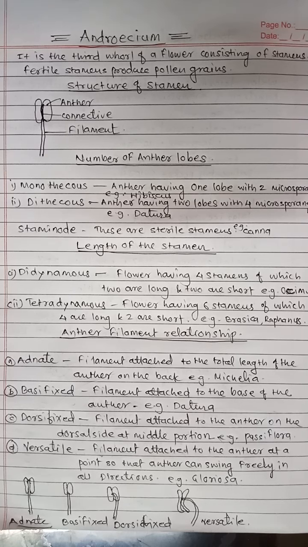Tetradynamous. In this condition, there are six stamens present in the flower, out of which four have long filaments and two have short filaments. Such condition is called tetradynamous condition. The tetradynamous stamens are found in the family Brassicaceae. Example, Brassica, Raphanus.